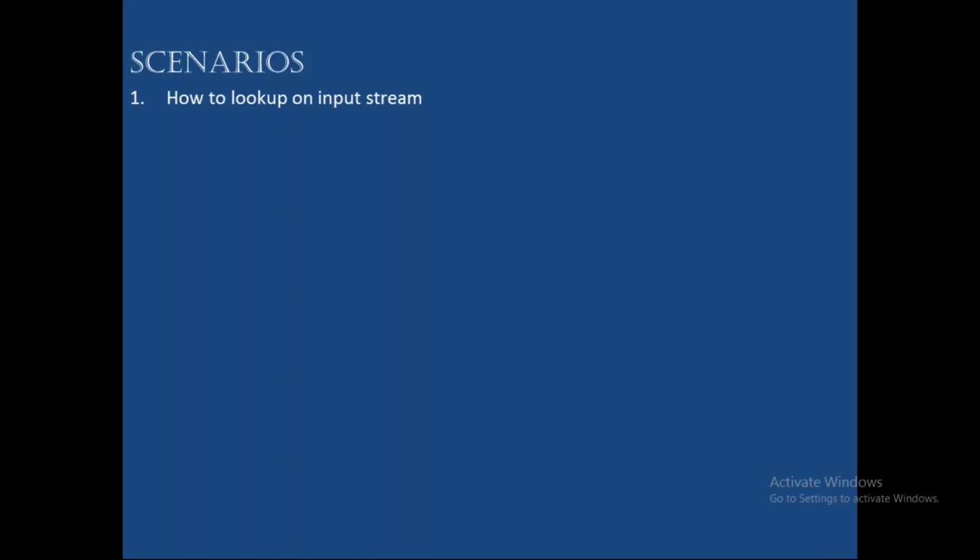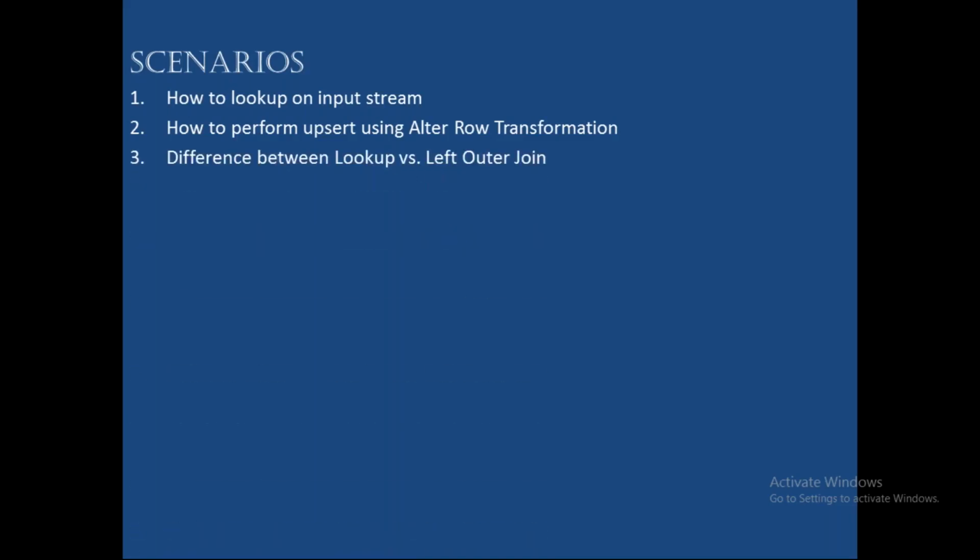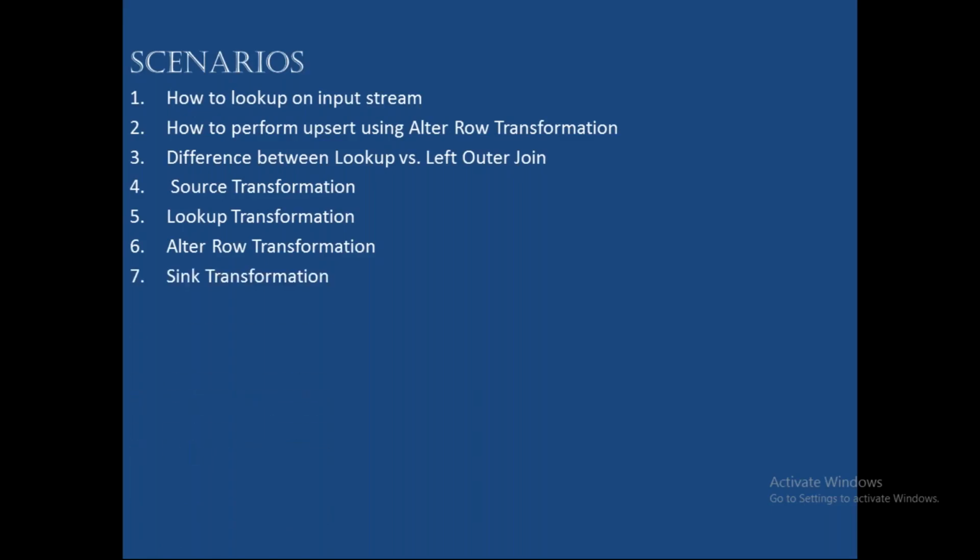But as I mentioned, lookup transformation will do exactly like your left outer join, but I will show you the difference between these two. Next, how to perform upsert using alter row transformation. Upsert means, as I just explained, if it is an existing record, it is going to update. If it is a new record, it is going to insert. That is nothing but upsert functionality. Next, we are going to talk about the difference between lookup and the left outer join. This is very important. Many people don't know this. Then we will talk about source transformation. We are going to use source transformation, lookup transformation, alter row transformation, and sink transformation. These are the transformations we are going to use in today's session.